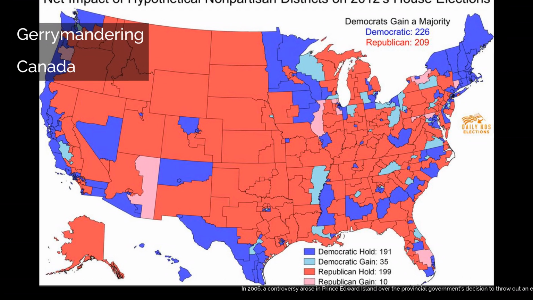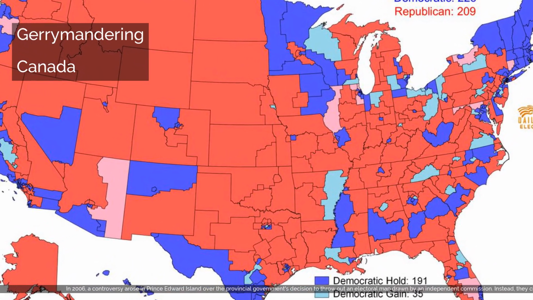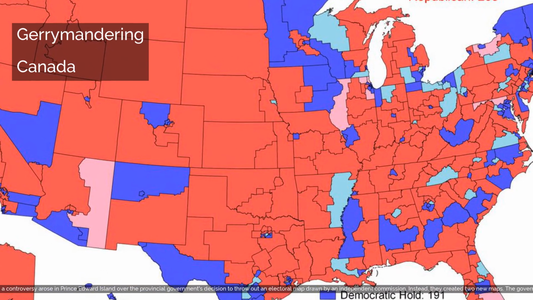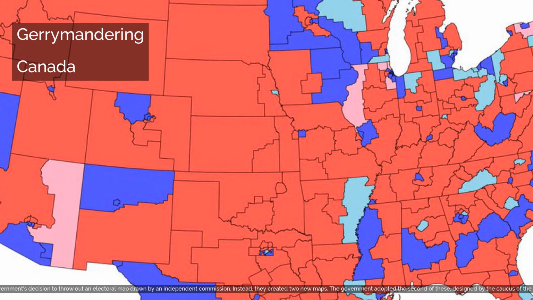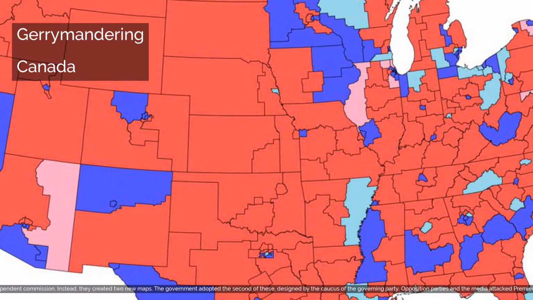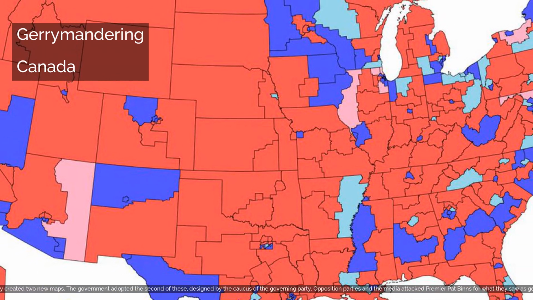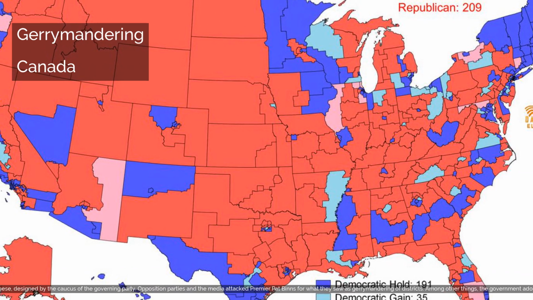In 2006, a controversy arose in Prince Edward Island over the provincial government's decision to throw out an electoral map drawn by an independent commission. Instead, they created 2 new maps. The government adopted the second of these, designed by the caucus of the governing party. Opposition parties and the media attacked Premier Pat Binns for what they saw as gerrymandering of districts.